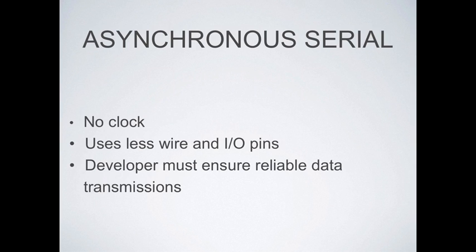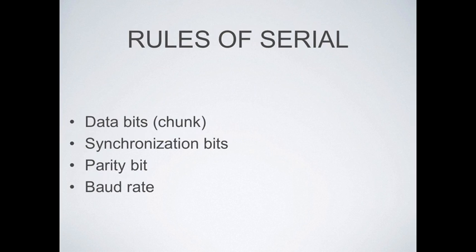So what are the rules of serial? These are the rules of serial. This is what defines how data is transferred between point A and point B. There are going to be some data bits that are going to be transferred, and then some synchronization bits. How are we going to sync up our data, and how do I know where the beginning and end of data is? And then there's a parity bit that checks to make sure that you get all the data that you're actually sending over.